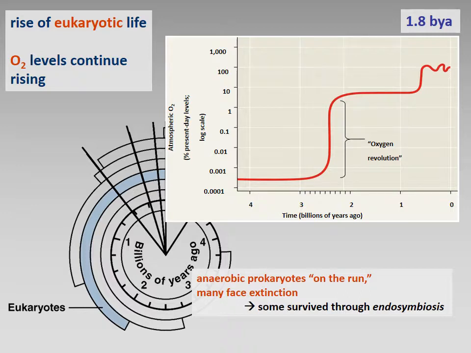As I said, some of the anaerobic prokaryotes weren't very happy about this, while the eukaryotic organisms got the benefit of this increased metabolic output from using oxygen. The anaerobic organisms were on the run. Many of them faced extinction. But as I said, some of them survived in a kind of you help me and I'll help you relationship, something we call a symbiotic relationship.